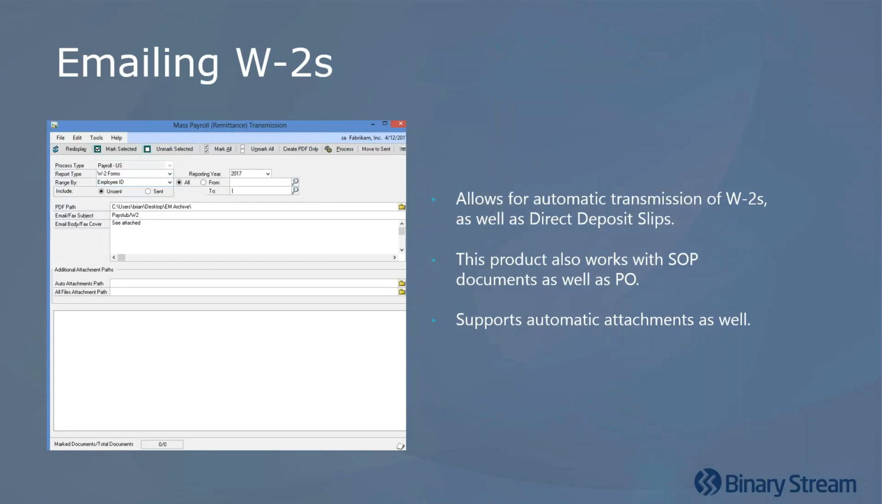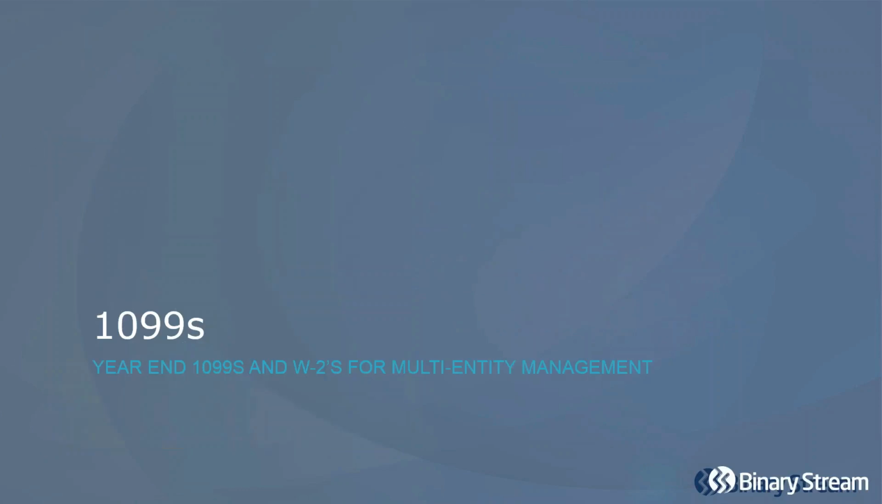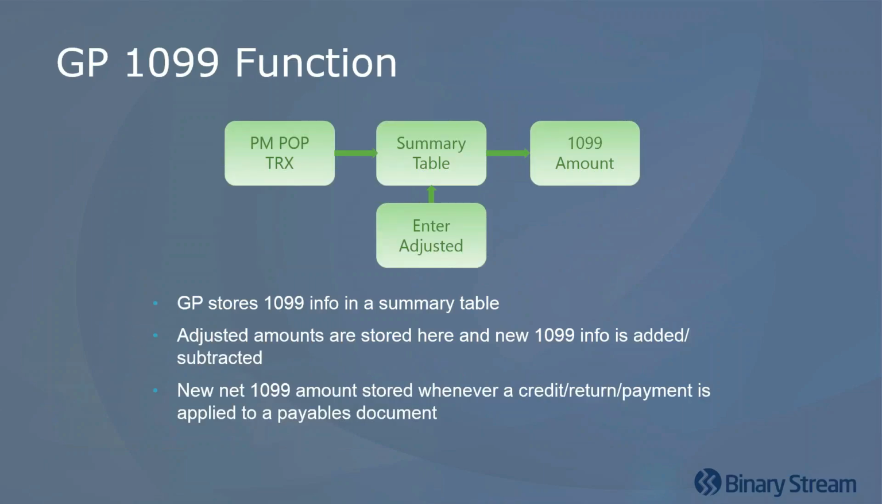All right, so now we're going to move over into the 1099 area, which is a little bit bigger and has a few more nuances with multi-entity. So first thing I want to talk about is how GP works with 1099s. And then we're going to talk about the differences with multi-entity.